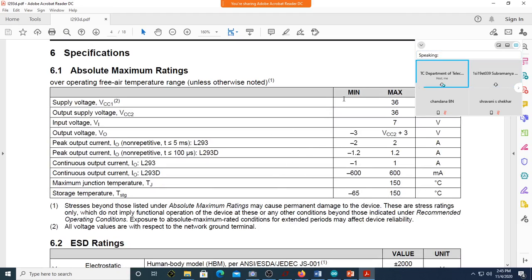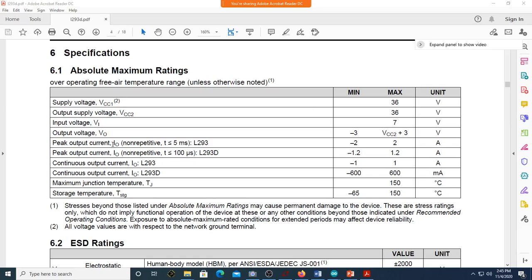Can you see these currents here? Some absolute maximum ratings. So here the output supply voltage is 36. The supply voltage can also be 36 here. It can go up to 36. This is for the ground. Okay, forget about all these things. Input voltage can be up to 7 maximum. These are all maximum things.